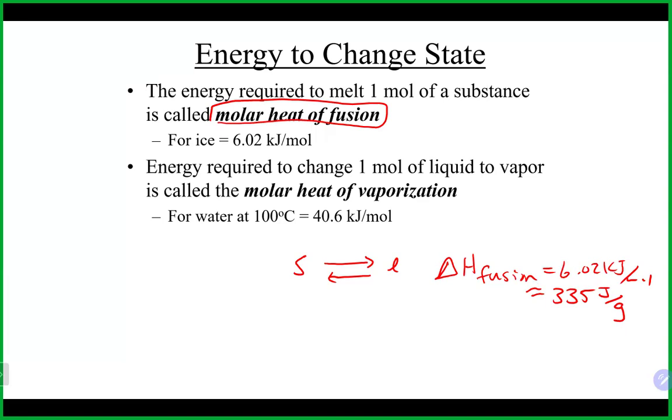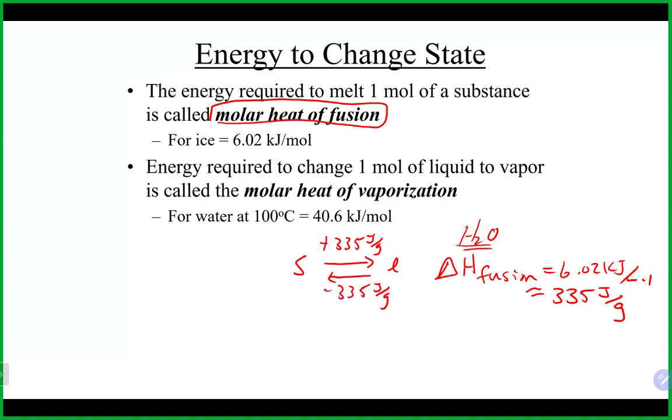This number is specific for water. If you are not dealing with water, you would have a different heat of fusion value. Remember that going from solid to liquid is an endothermic process, which means it would be positive, like 335 joules per gram to change water from ice to liquid water. And going from liquid to solid is an exothermic process, which means the number's the same, just the sign is different. It would be minus 335 joules per gram.